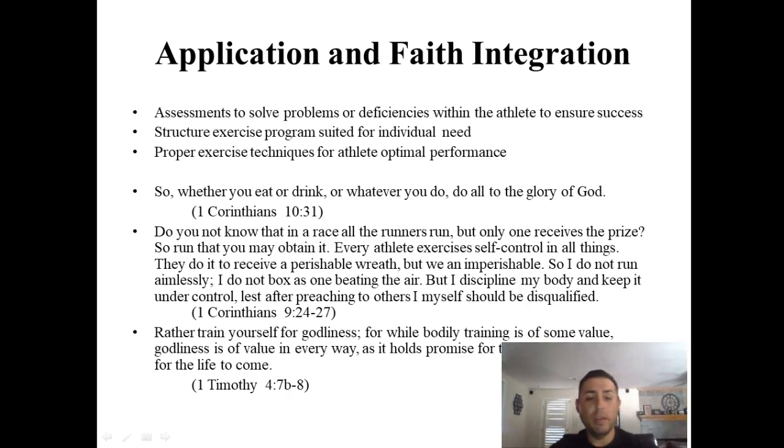And then my last one is: "Rather train yourself for godliness; for while bodily training is of some value, godliness is of value in every way, as it holds promise for the present life and also for the life to come." So I see this as, whether you're a trainee or a trainer helping coach someone toward an optimal goal, you're not just training yourself for that specific goal. You're really training yourself to be spiritually, mentally, and physically all in with Christ and God above, and in every way, anything you do helps you further on in your life.